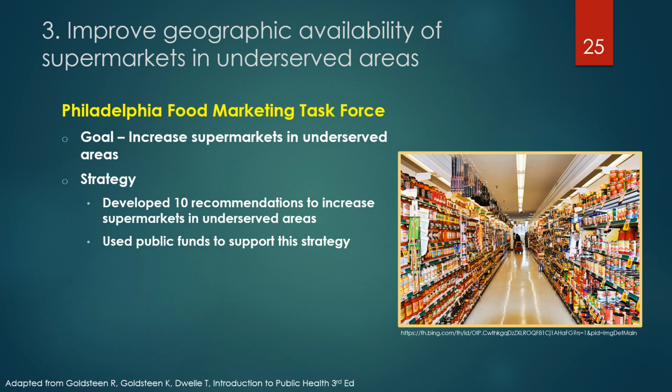3. Improve geographic availability of supermarkets in underserved areas. The Philadelphia Food Marketing Task Force released 10 recommendations to increase the number of supermarkets in Philadelphia's underserved communities. A new funding initiative was created using public funds to incentivize this initiative. To date, the initiative has committed $67 million in funding for 69 supermarket projects in 27 Pennsylvania counties, creating or preserving 3,900 jobs.